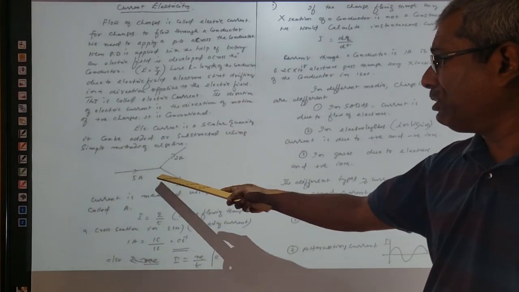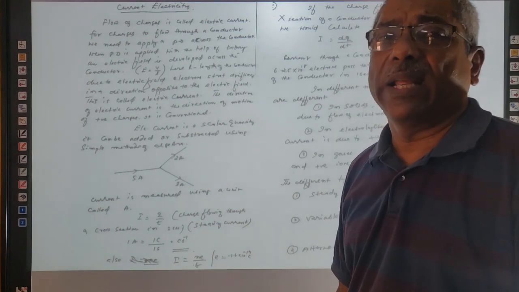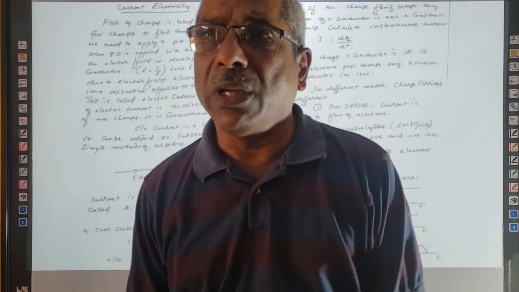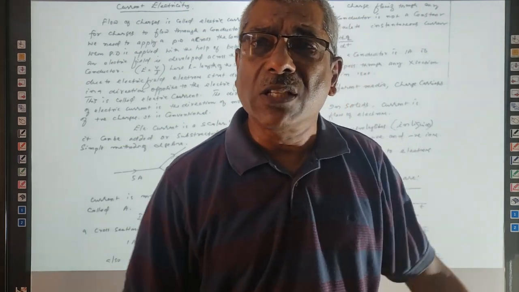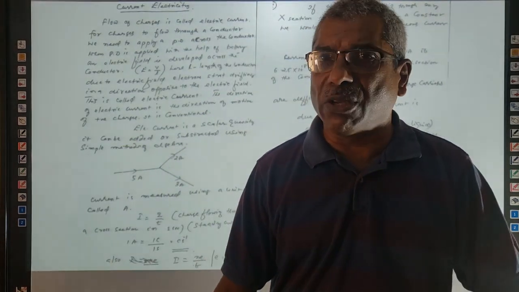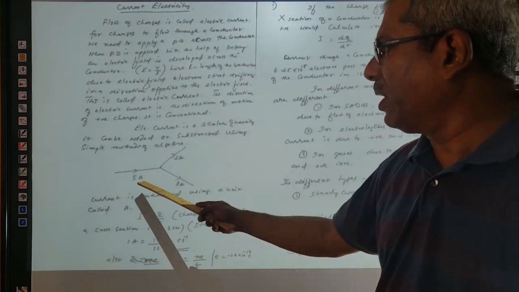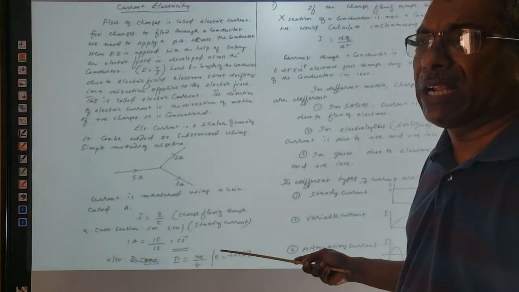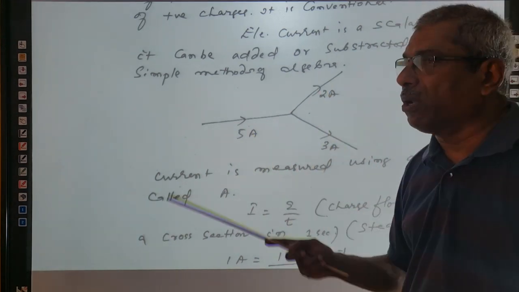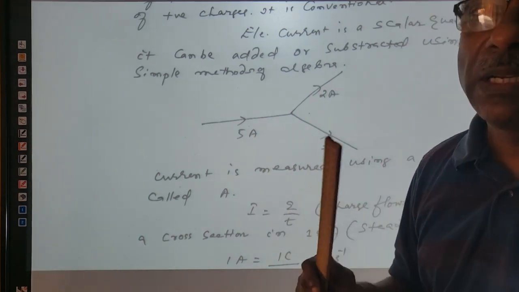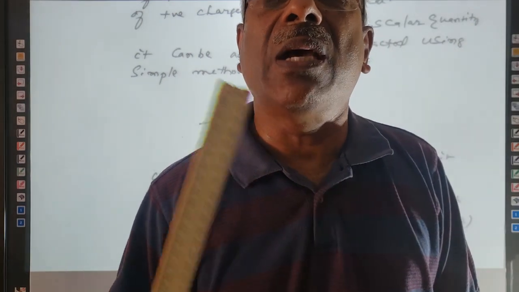Current is a scalar quantity. Though it has a direction, electric current is a scalar quantity. Why is electric current a scalar quantity? Because it can be added or subtracted using simple methods of algebra. Right? See here, 5 ampere goes in different directions. The amount of current is the same, 3 plus 2 is equal to 5. So though electric current is a scalar quantity, it has a direction.